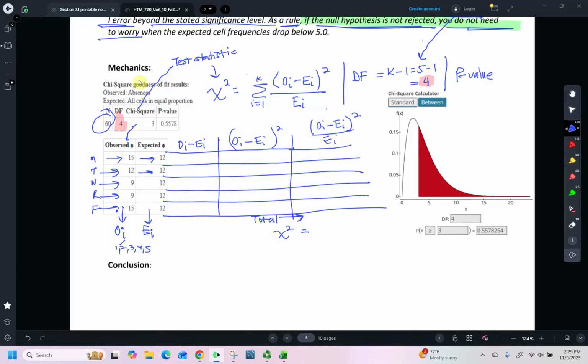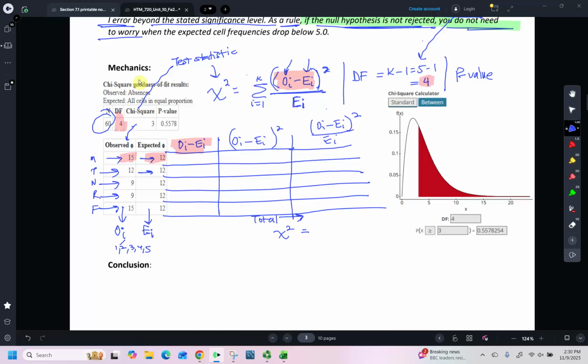We use the formula chi-squared equals the sum of each of the observed values minus the expected values, squared, and then divided by each of the expected values. What does that mean? In other words, if we start with the formula OI minus EI, that means I'll take each observed minus the expected.